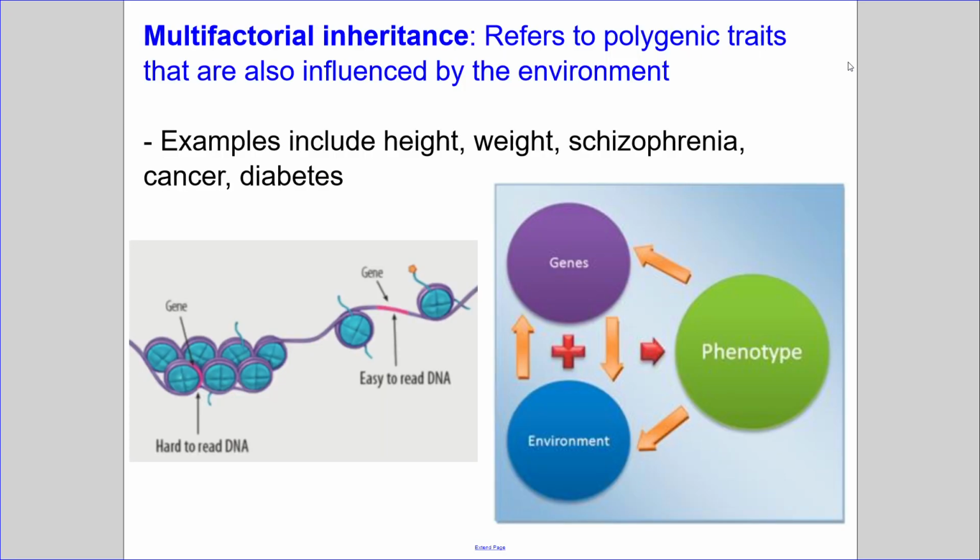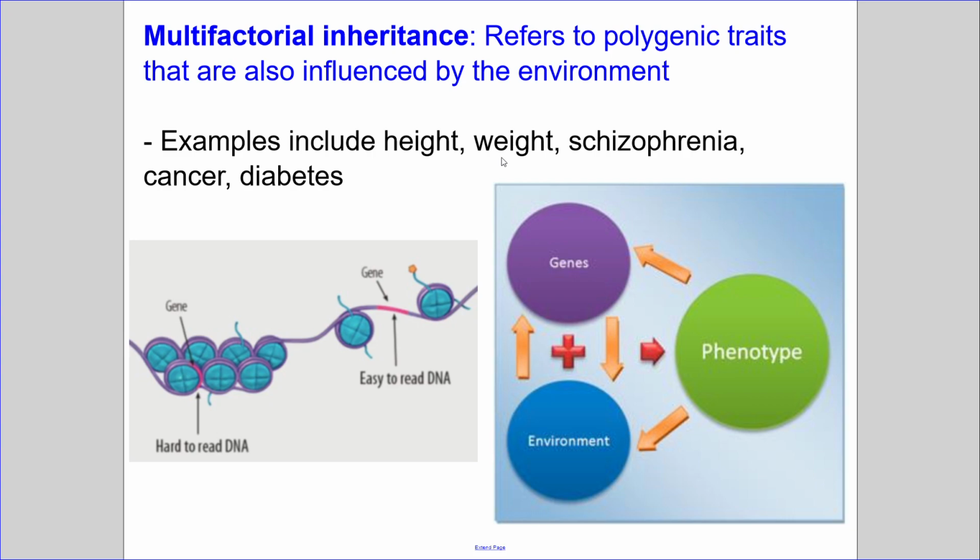Multifactorial inheritance refers to polygenic traits that are also influenced by the environment. This should sound familiar to you, especially if you look at this picture here, where you have a little bit of DNA that's unwrapped around this histone protein. So this concept is very, very similar, if not identical, to epigenetics.